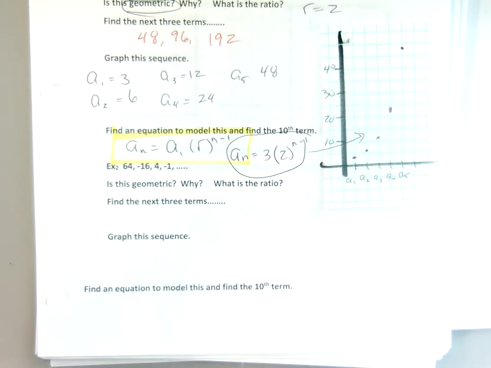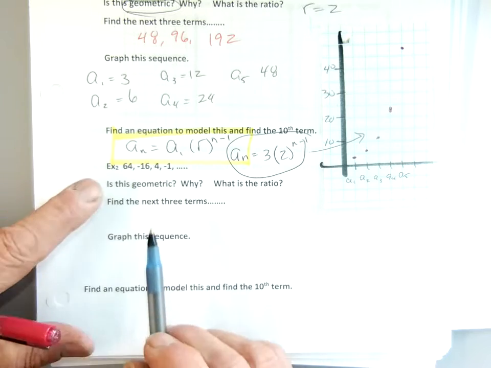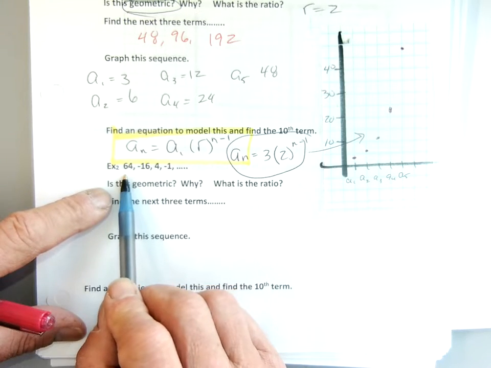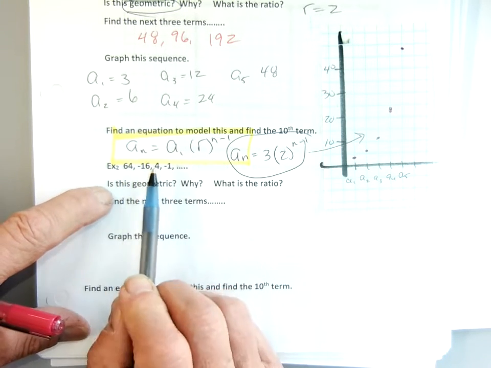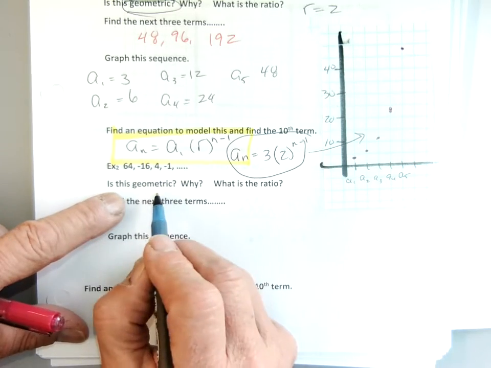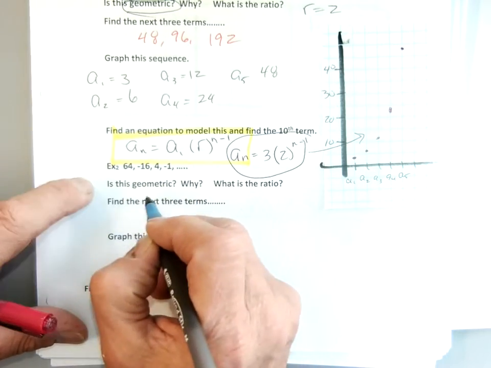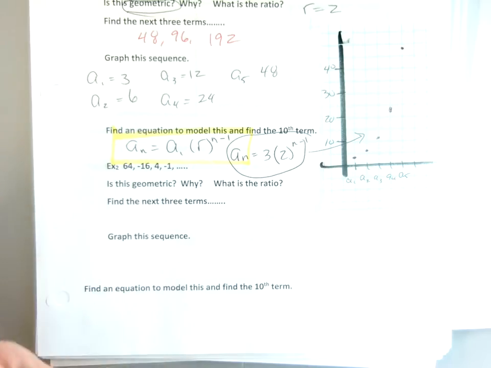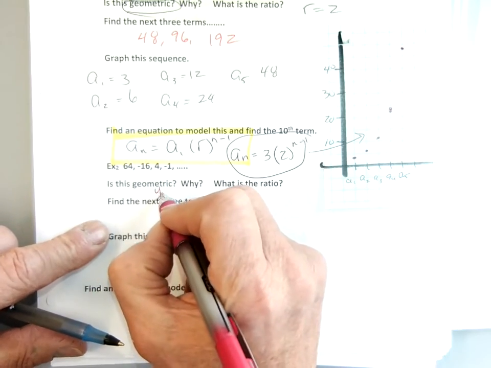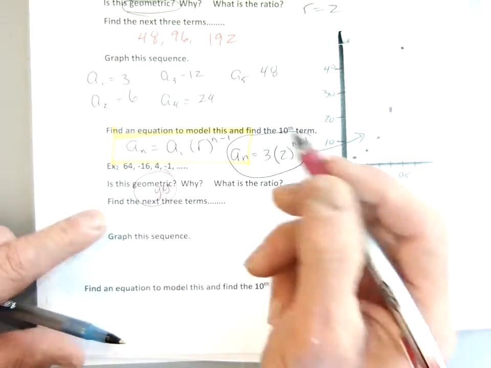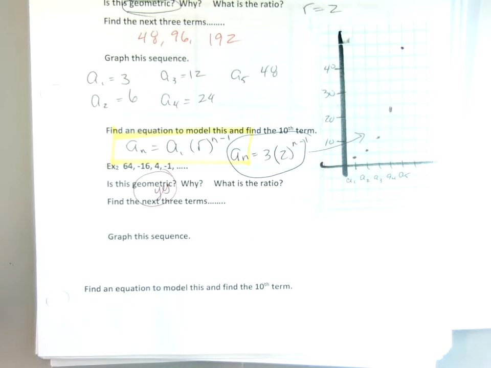Okay, let's look at example 2. Okay. 64, negative 16, 4, negative 1. Is this geometric? Yes or no? Okay, say yes. I do. I think it is. So what do I see? I think it is. What do you see? What's going on? Anybody? Can anybody tell me what's going on? Yeah, Grace?